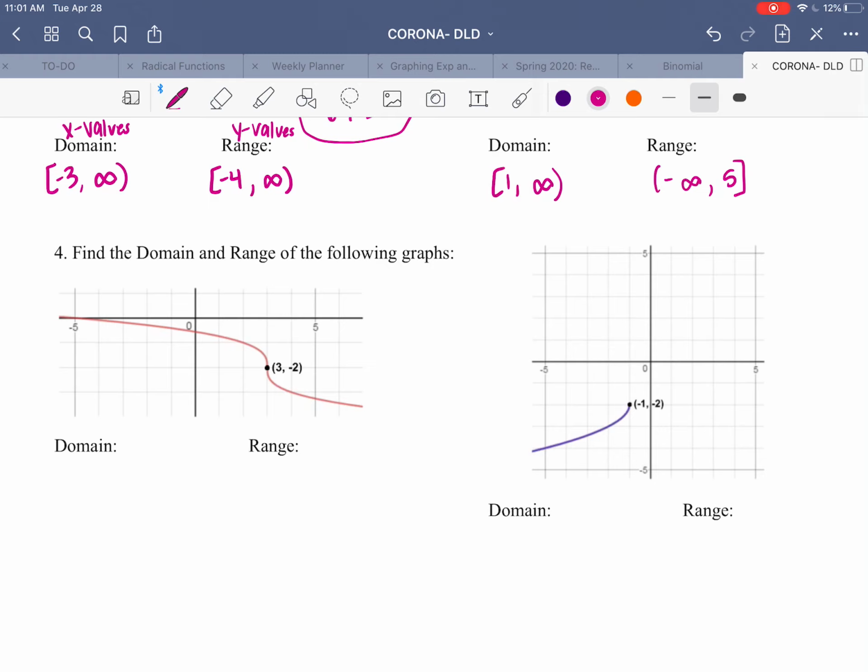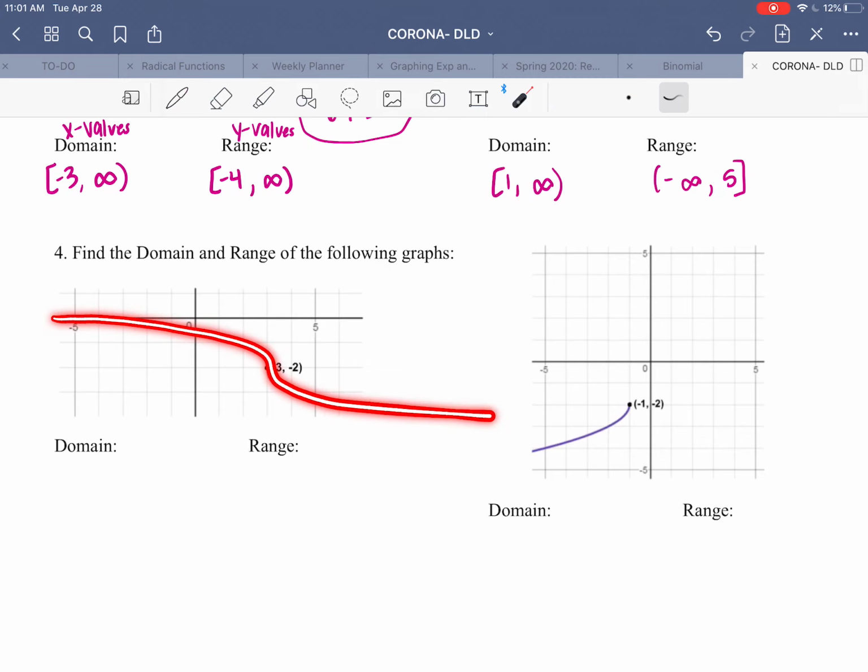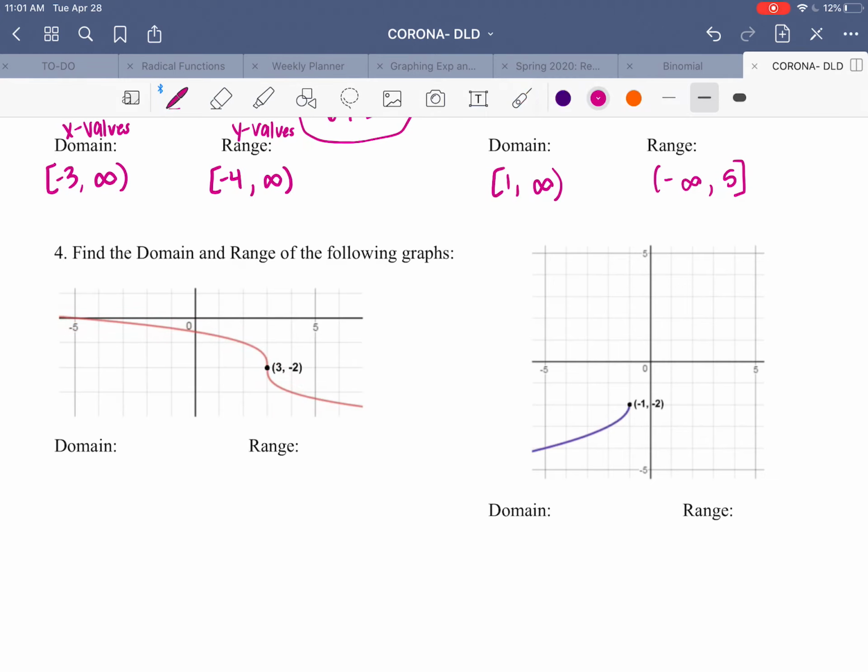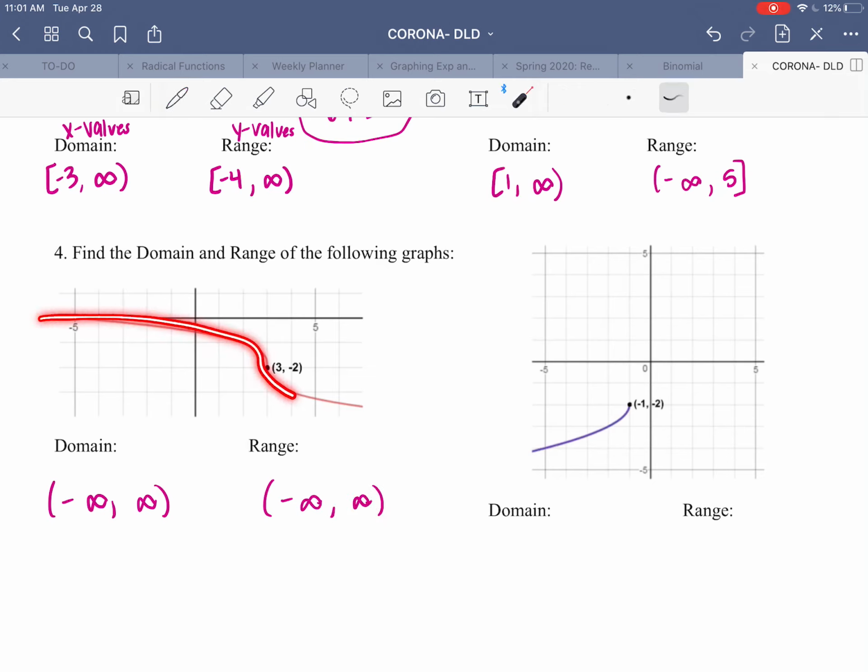Here we have a cubed root graph, okay? When you see a graph that goes like this, we know it's cubed root because it keeps going on and on in both directions. Anytime you see this and you're finding the domain and range of a cubed root, it's always going to be negative infinity to positive infinity. There's nowhere on this graph where we stop. It's going to go both ways, on and on and on.